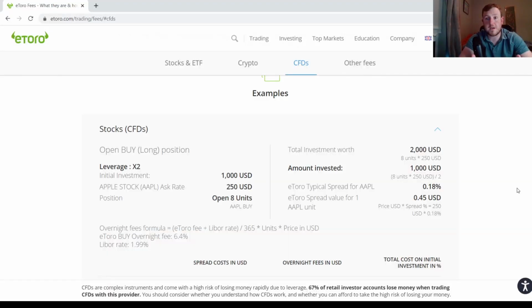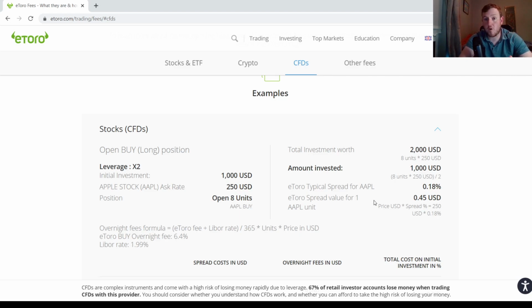Next up, let's have a quick look at the fees around leverage trading. I won't go into a huge level of detail on this because there's quite a bit of complexity to it for all of the different types of instruments, but we'll have a look just at stocks. So the eToro fee for trading with leverage is 6.4%. You might be thinking to yourself that is quite huge, but that 6.4% is over a year, so you need to divide that by 365.